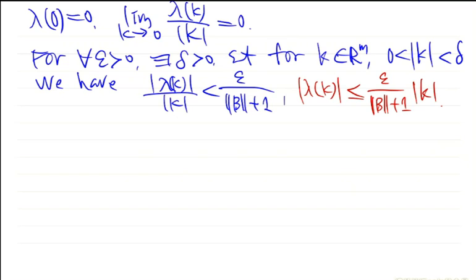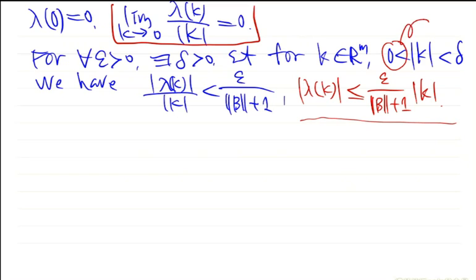This inequality is true from the limit being 0, from this condition. This inequality is true for k not 0. But because lambda 0 is 0, this inequality is also true when k is 0. Therefore, we can remove the requirement that k is not 0. So this can be removed. So this is true for every k once the norm of k is less than delta. Okay. Now this is the first point.